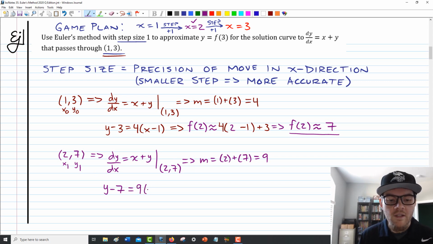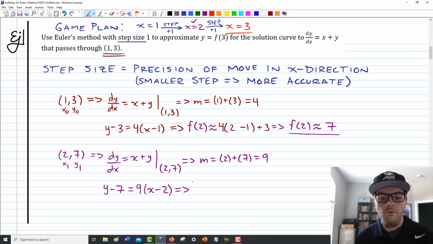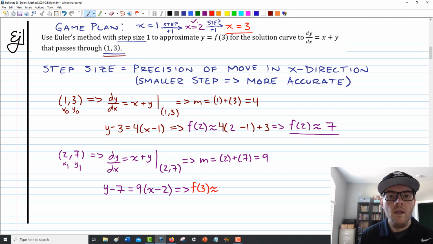That'll be y minus 7 times 9, or equals 9 times the quantity x minus 2. And now that we have that, we, of course, made it our goal to try to approximate f of 3. So if we want to calculate an approximation for f of 3, we'll use our tangent line. It's going to be equal to 9 quantity x minus 2, all plus 7.